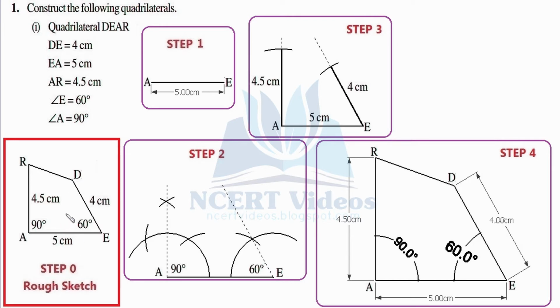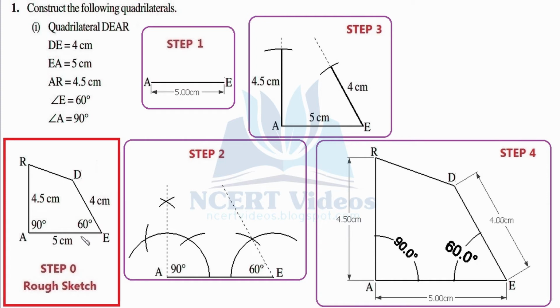Now we check whether our construction is correct. So we need to construct a quadrilateral DEAR. So we have DEAR in anti-clockwise manner. DE equals to 4 cm. Indeed, DE equals to 4 cm. EA equals to 5 cm, correct. AR equals to 4.5 cm. Again, AR equals to 4.5 cm. And measurement of E and A is 60 degrees and 90 degrees, which appears correct to our senses. Therefore, we can conclude that step number 0, our rough sketch, is correct.